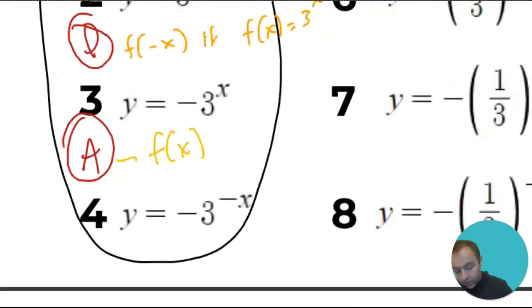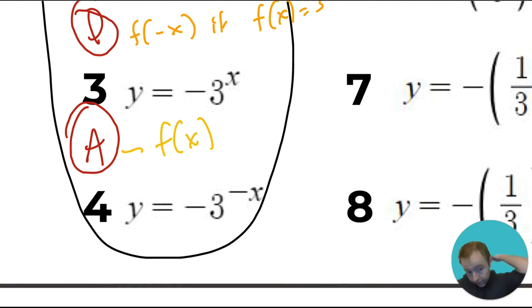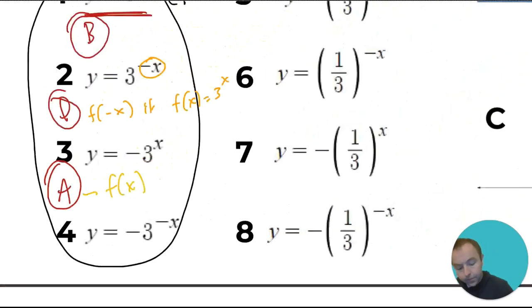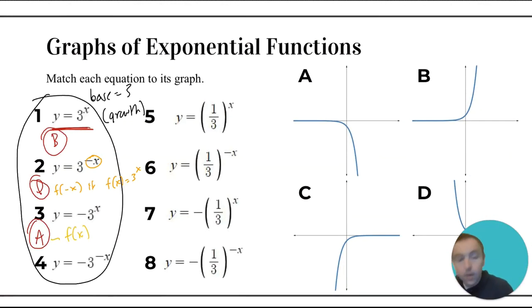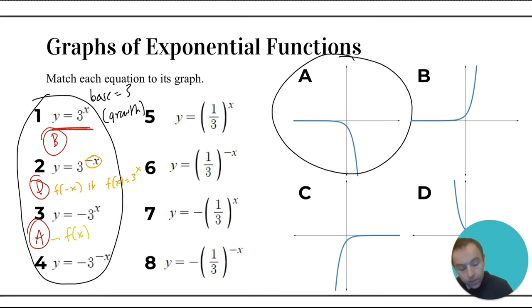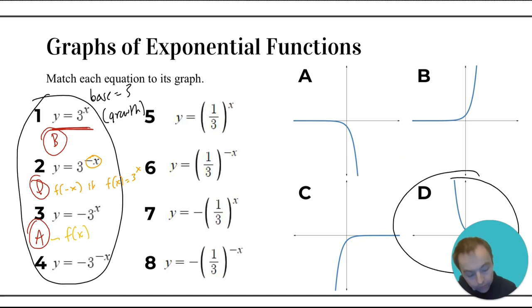And then the last little guy that you have right here is negative 3 to the negative x. And for that, it would reflect in both the x and the y, right? And so it would end up looking like C, because if you reflected it sideways, it would look like D, and then if you reflect that upside down, it would turn into C, right? Okay.